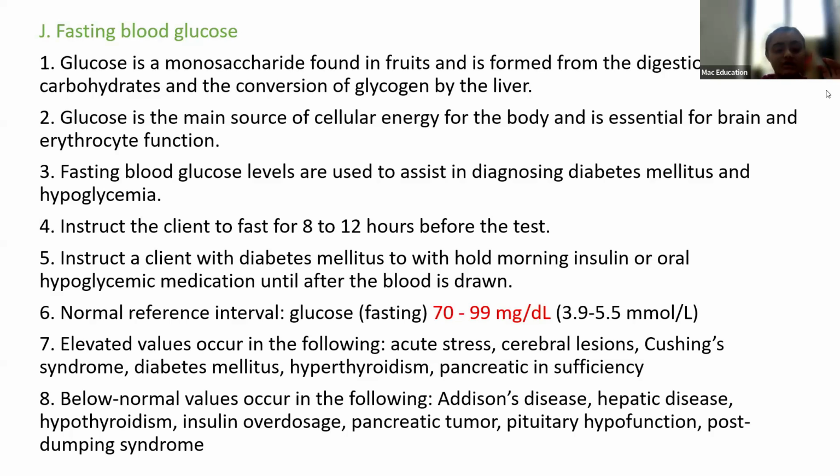Yes. In Cushing syndrome, there is a high level of steroids which leads to hyperglycemia. Diabetes mellitus, hyperthyroidism, pancreatic insufficiency.